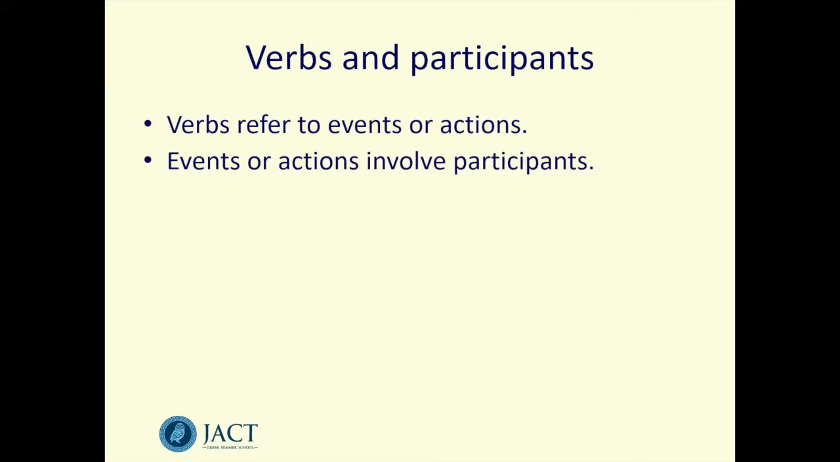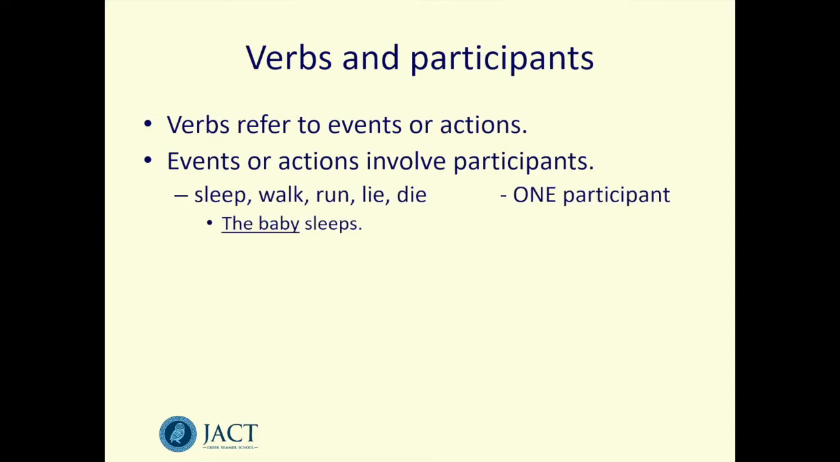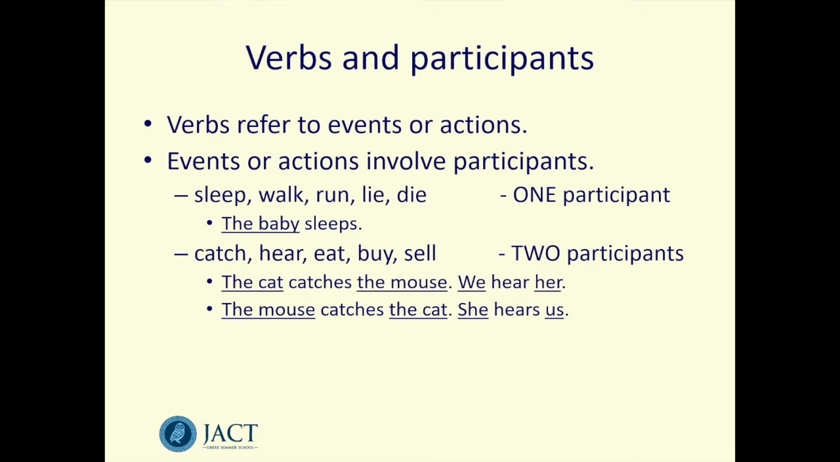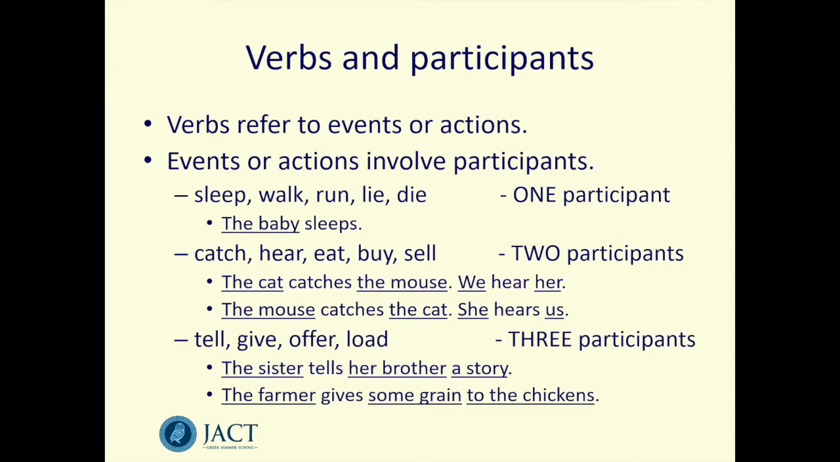A verb is used to refer to an event or an action, and the choice of verb will usually determine what participants must or can be included with it. For instance, English has some verbs which only allow for one participant, such as sleep. Some may have two, such as catch, and others may have three or more, such as give. It's also possible to have verbs which have zero participants. For instance, in English, verbs like it rains.